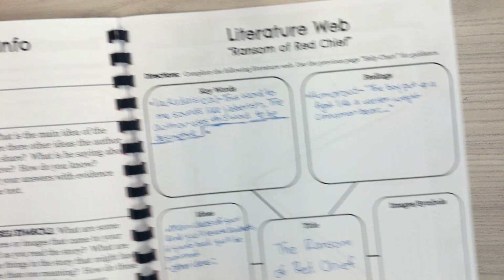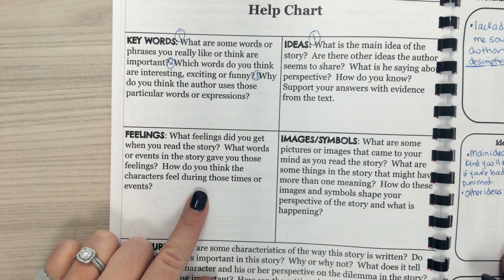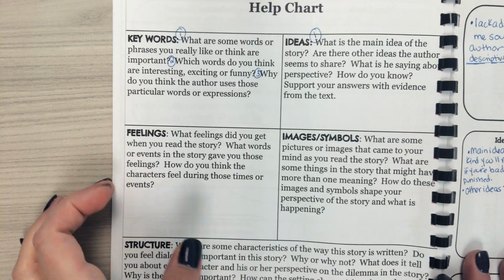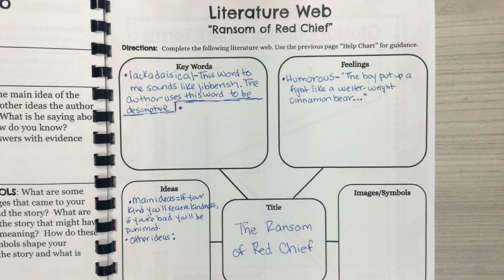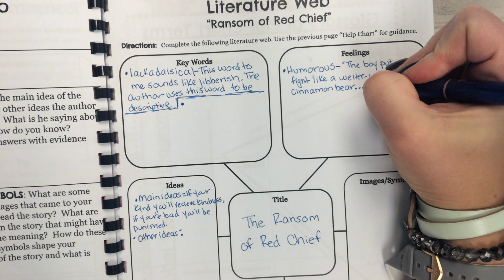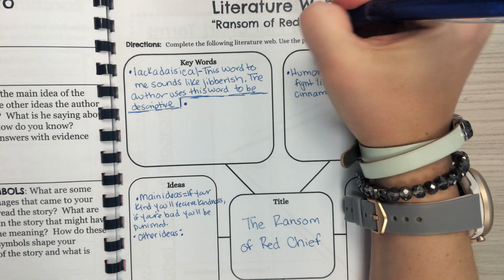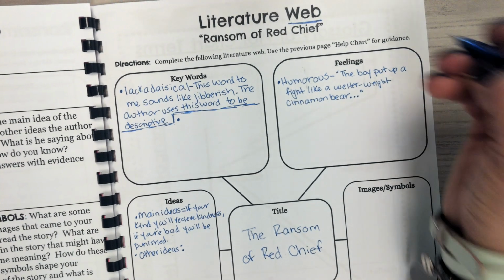Now, the feelings goes on, right? Because there's multiple questions. This says, how do you think the characters feel during those events? Well, I think that the kidnappers feel pain, right? Because they're getting beat up. But I think that the kid is probably entertained because he thinks it's a game. So, because we're not writing in complete sentences here, because it's just a web, right? It's just where we put ideas. So we don't have to write in complete sentences.